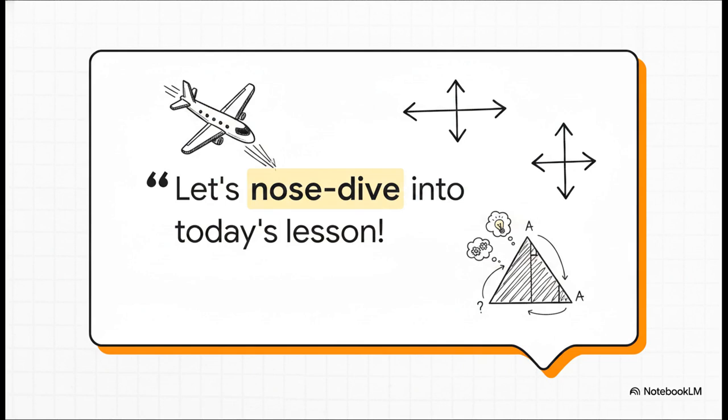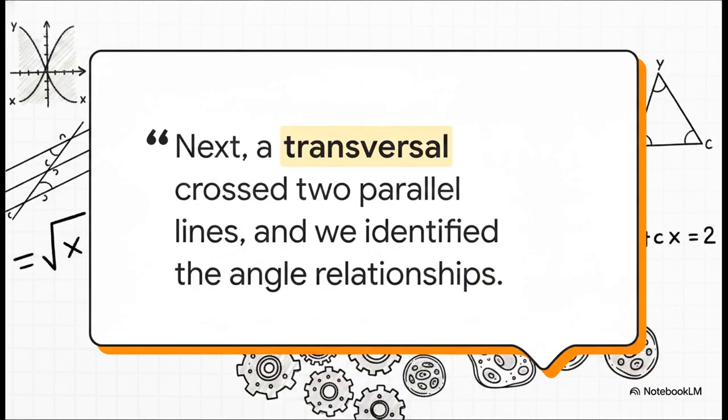We started with trig, learning how to use vector addition by placing vectors tip to tail. Then he drew an arbitrary triangle and reminded us of the Pythagorean theorem. He told us to keep these ideas in the back of our heads because they would appear throughout the course. Next, a transversal crossed two parallel lines, and we identified the angle relationships.